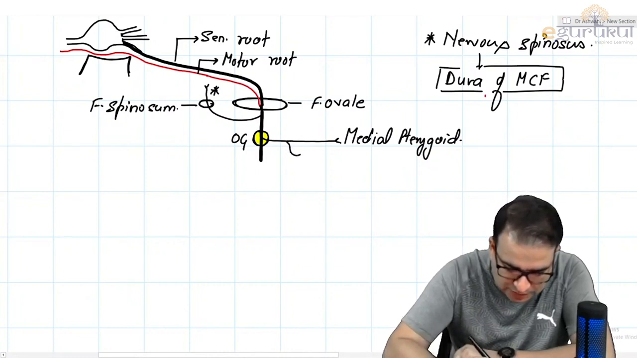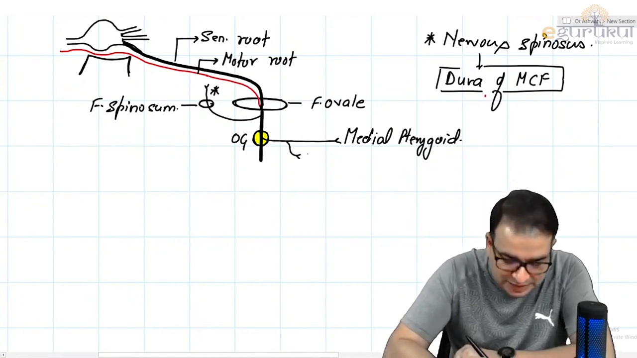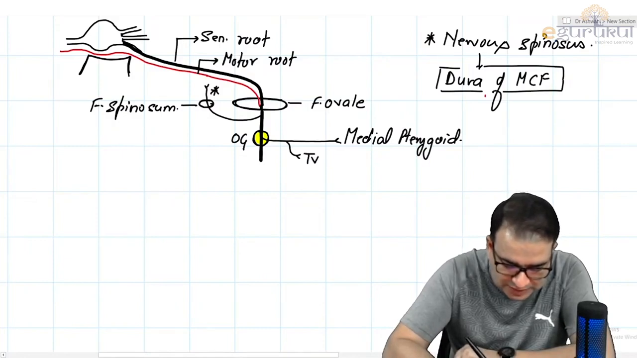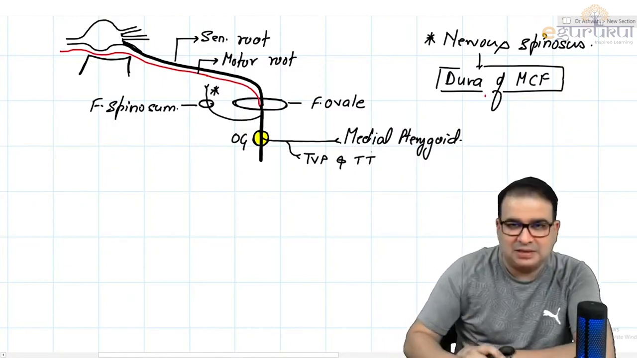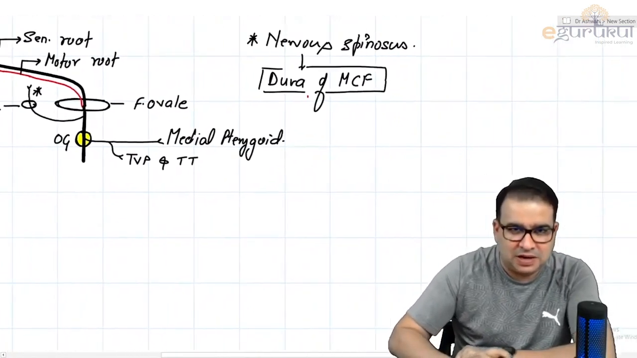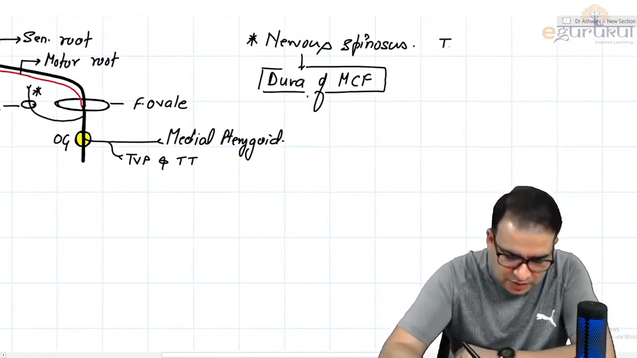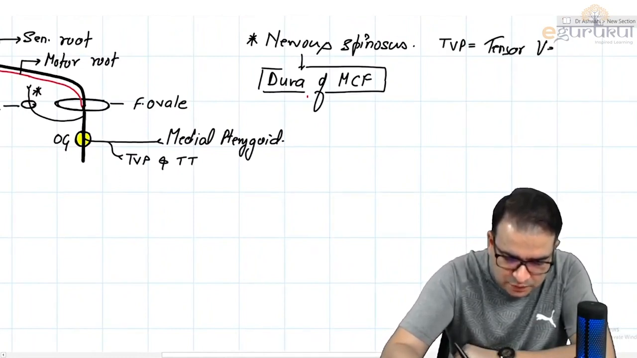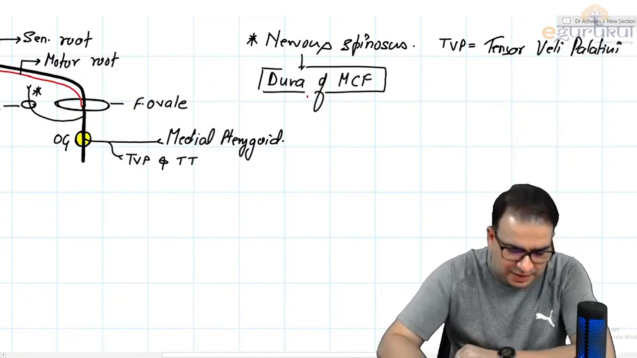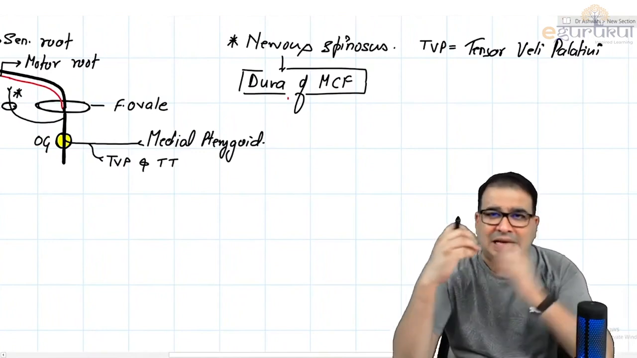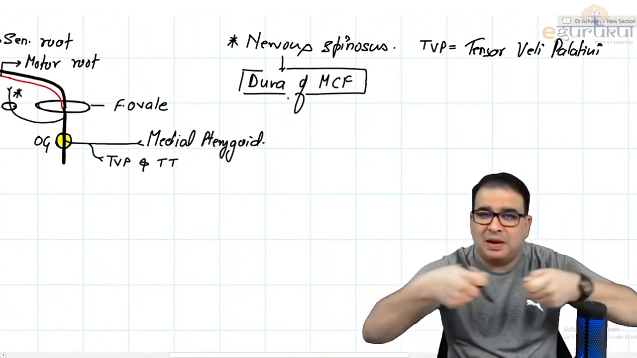It is going to supply the two muscles with the name of tensor. We have a muscle called tensor veli palatini and tensor tympani, guys. TVP and TT. Just writing it separately for you again. TVP stands for tensor veli palatini. It is actually one of the muscles of the palate. It tenses the palate, so the name is tensor veli palatini.